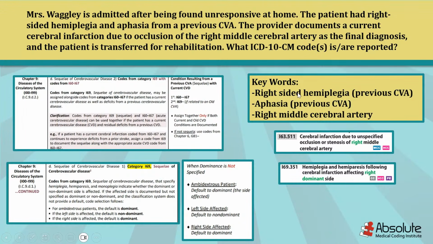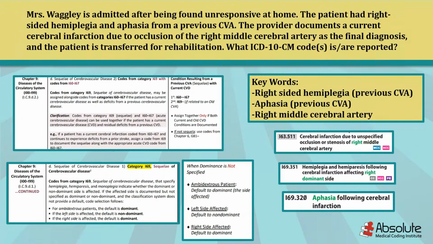And then we also have to code and account for the aphasia that is also from a previous CVA. So we are going to go back and select another code from the I69 category. This is going to be the aphasia following cerebral infarction, and the code for that is going to be I69.320.